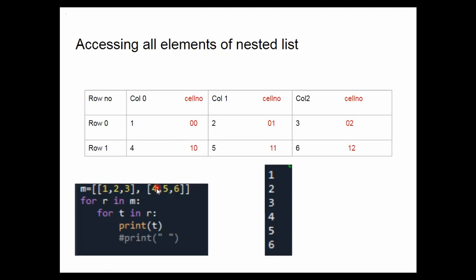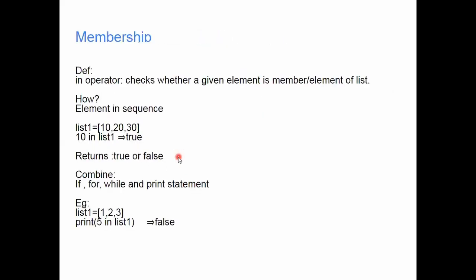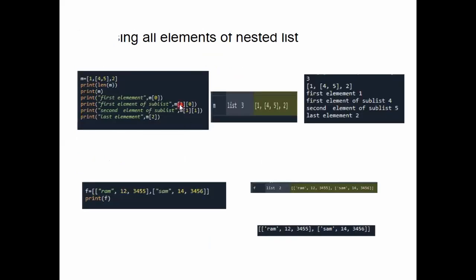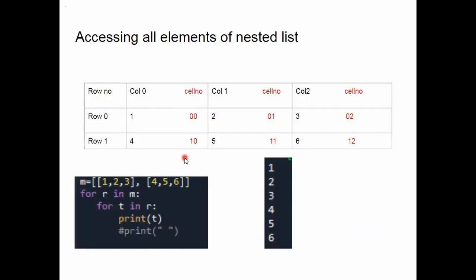Now how to display each element of your list instead of writing M of 0, 0, M of 0, 1, M of 1, 0 like this? That we had already discussed in the previous slide. Suppose we have 100 sublists. At that time, we will start from 0, 0 till 99. So many lines, 100 lines, will be there for accessing each and every element of that nested list. So instead of that, we are going to use a shortcut by using the for loop.